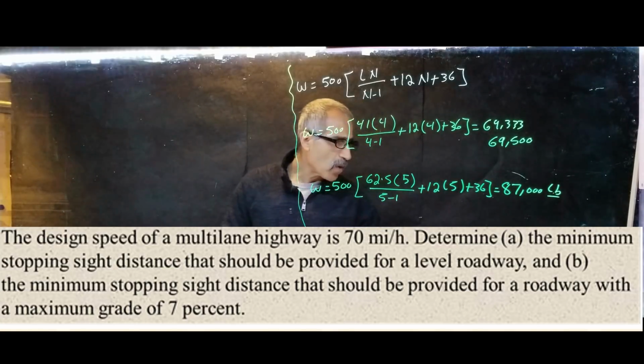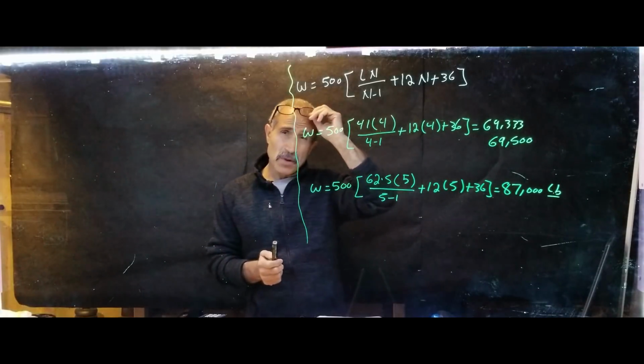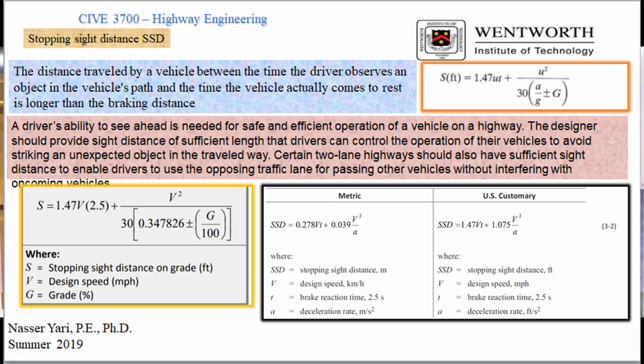Now let's look at the PowerPoint that I put out. I put the PowerPoint on Blackboard, and if you don't have it, let me know. I'm sure I can email it to you. Now we have three different formulas, you see what I had in the PowerPoint. Go to the lower left one. That's the easiest one to use, which is S equals 1.47 V times 2.5 plus V squared divided by 30 times (3.35 plus or minus G). Now, S is the stopping sight distance, V is obviously speed, and G is the grade of the road. Okay, now look at the problem. Let's look at the problem again.